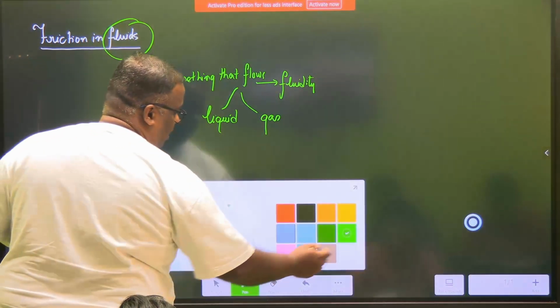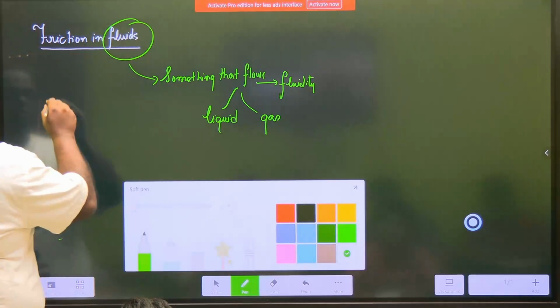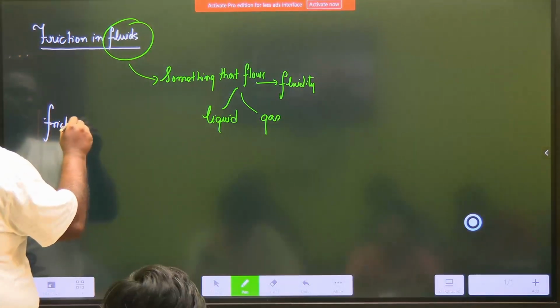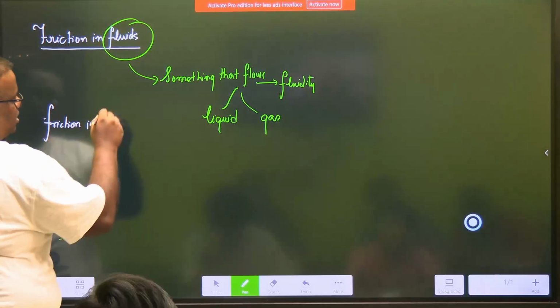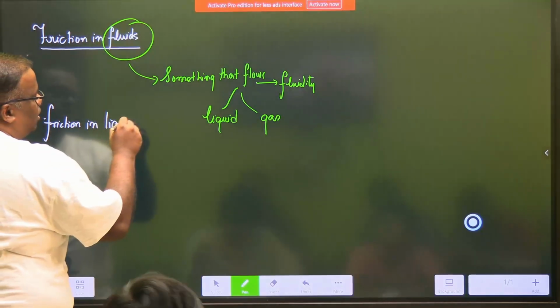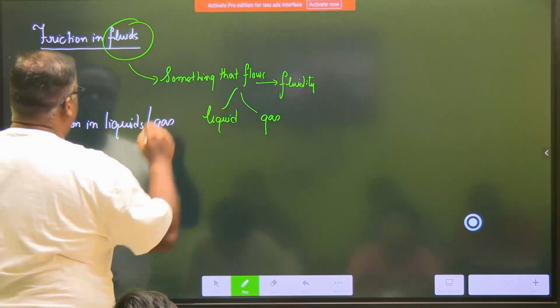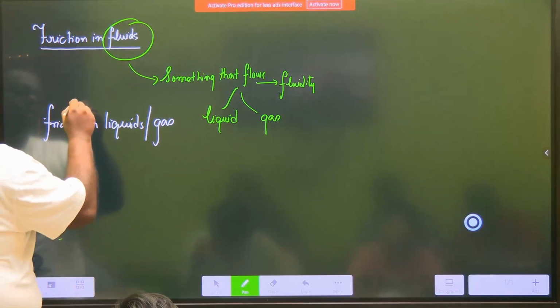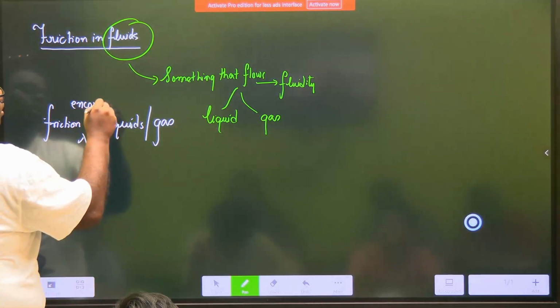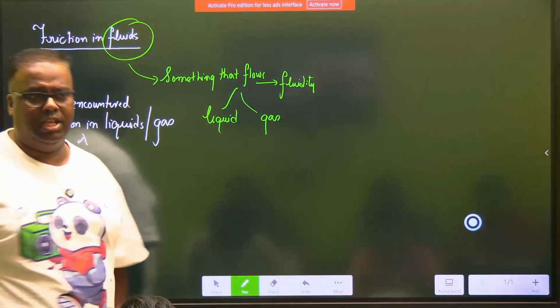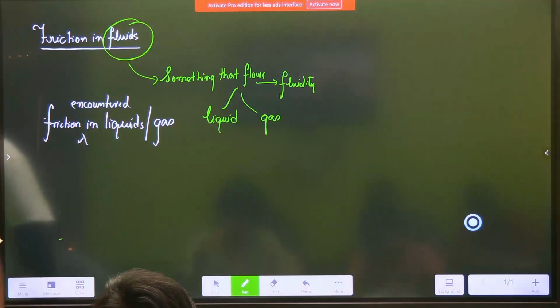Now you are going to study. So our topic will be now friction in fluids. So I'm breaking it up now: friction in liquids and friction in gas, or rather I should use a better English word, friction encountered in liquids and friction encountered in gas. Okay, it is slowly becoming clear.